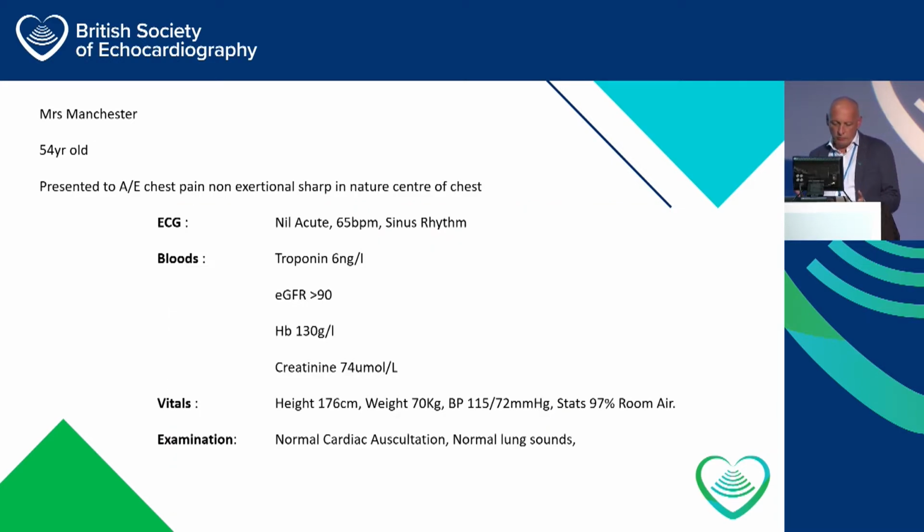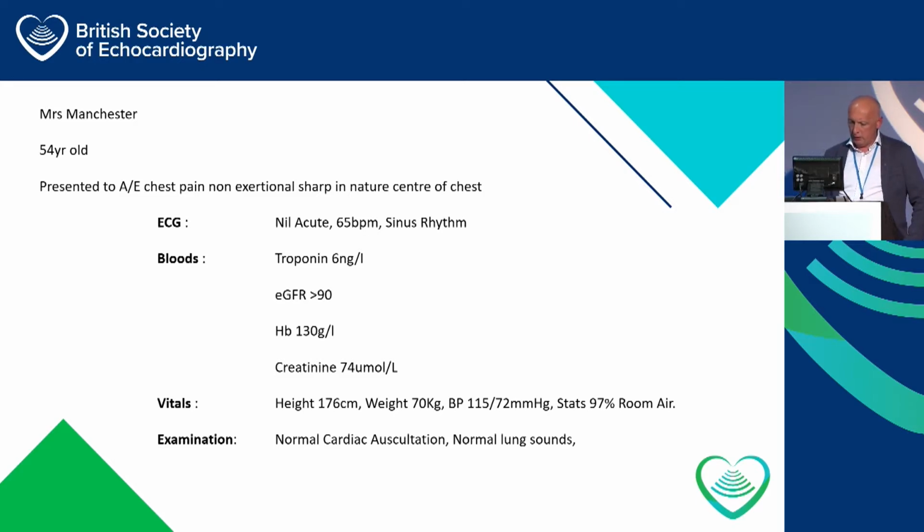If you look a bit more into her, and remember when you're seeing patients for an echo, I like to have a look at what's gone on in their file and their notes and their presentation. So there's nothing acute on her ECG with a normal blood pressure, a normal sinus rhythm, around about 65 beats per minute. Her bloods were done and they showed a normal level of troponin, despite the admission with chest pain. Her eGFR was good, her hemoglobin is normal, creatinine was fine, height, weight, blood pressure, SATs, everything normal. Normal auscultation, normal lung sounds.